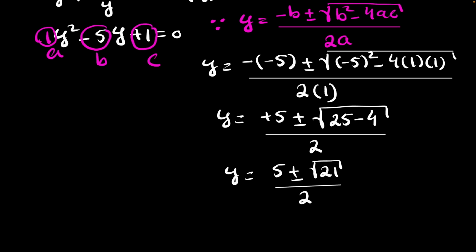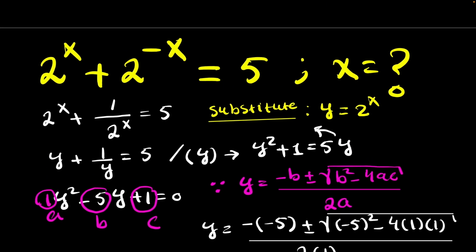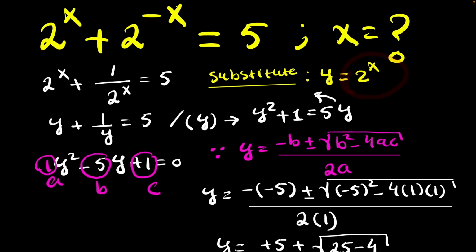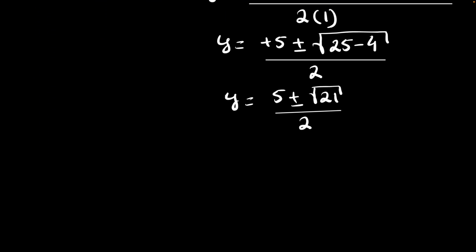So in the question we have what is the value of x, and here we substituted 2 to the x with y. Now we are going to write, instead of y, 2 to the x. Let's go and substitute it back. So I'm gonna write, instead of y, 2 to the x. It means now I have 2 to the x is equal to 5 plus or minus the square root of 21 over 2.